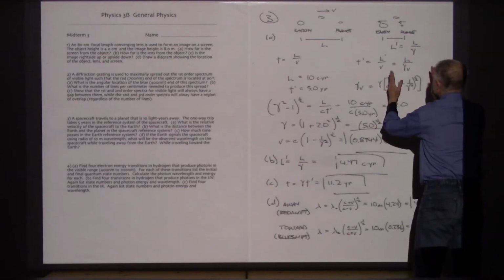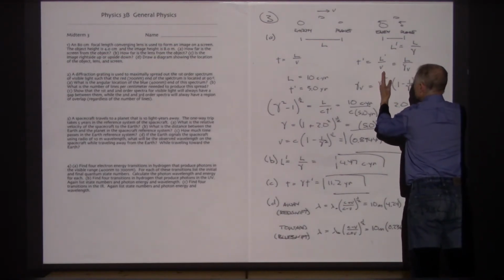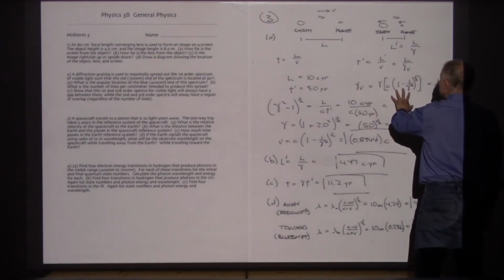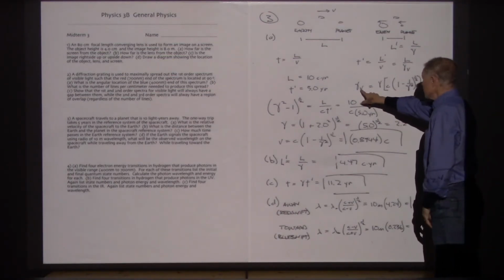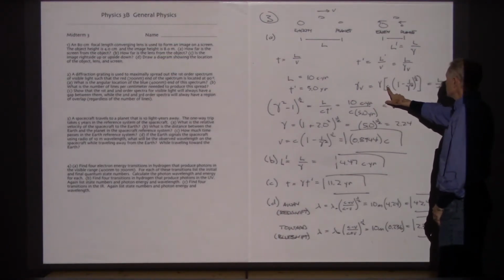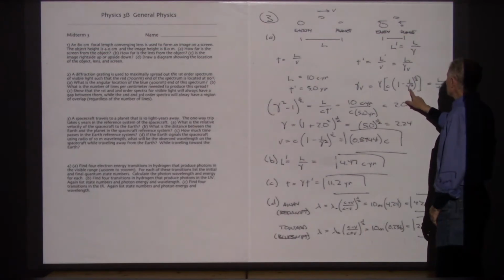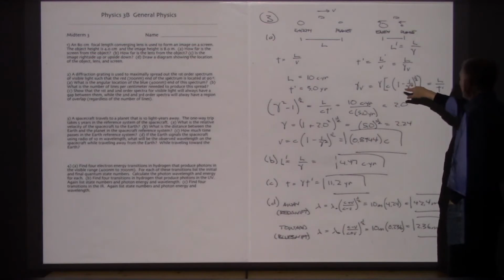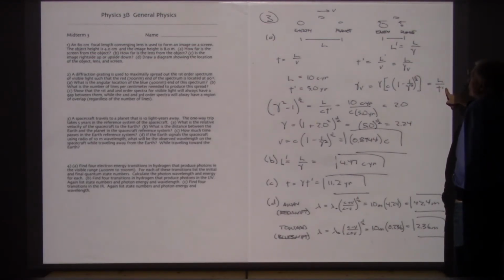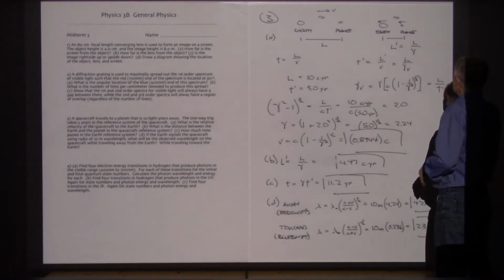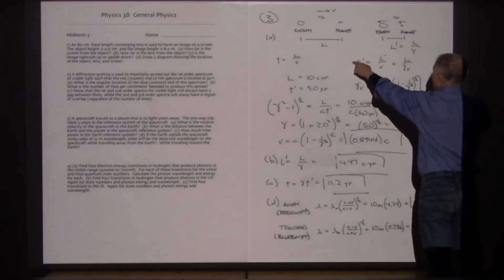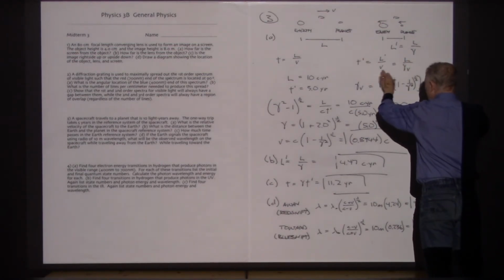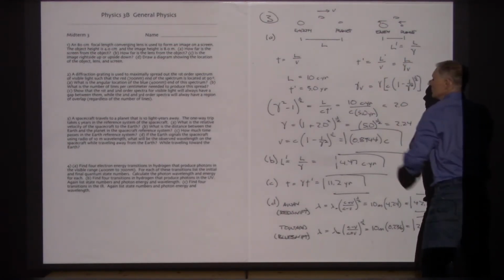So here is gamma, here's my factor of V. What I'm going to do is substitute in V written in terms of gamma. What we've shown in class is V is equal to c times the square root of 1 minus 1 over gamma squared. So I'll substitute that in. Now, what that needs to be equal to is L over T prime.